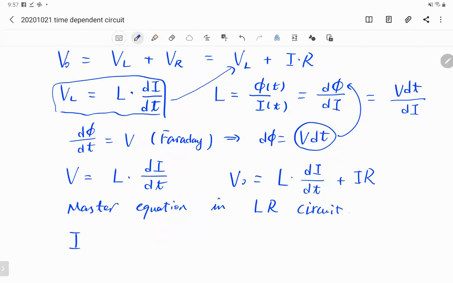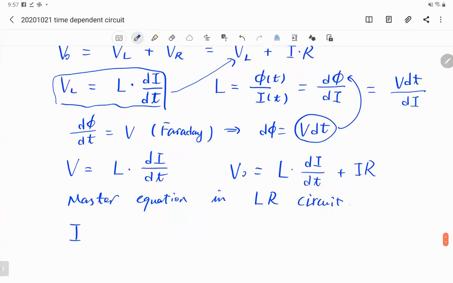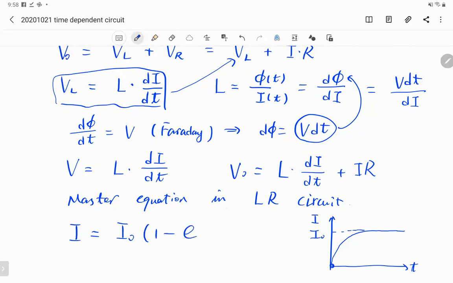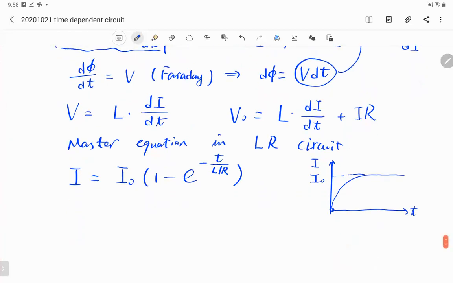And I actually is an exponential curve. And you will find that the current is increasing. The current at the beginning is equal to zero and then goes to the saturated maximum. And this will be equal to I_0 times 1 minus exponential of t over L over R. Okay, this is the time constant for the inductor and resistor connected in series circuit. So the time constant is equivalent to the inductance L over the resistance R.